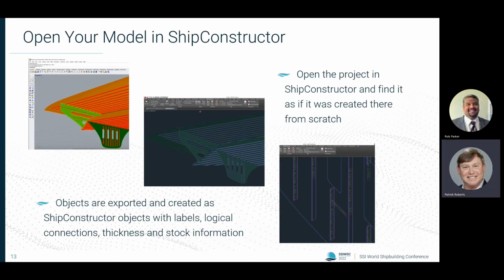So then finally you can open your model in ShipConstructor, and when you open it in ShipConstructor, you will find it as if it was created there from scratch. You can't tell that this came from ExpressMarine. It's like it was made in ShipConstructor from scratch. So they have their objects there with piece marks and stiffeners are connected to the plates, and they are ShipConstructor stiffeners, and thickness and stock information, it's all there. The objects exist in the database in the ShipConstructor project.